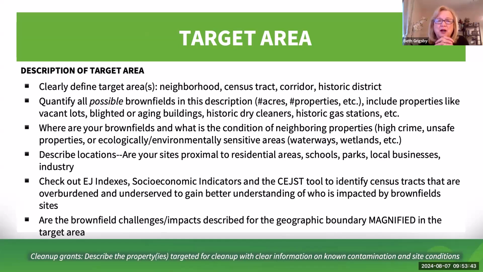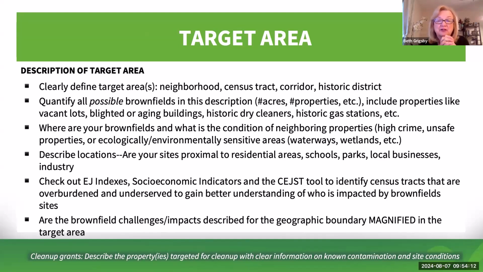You can include properties like the vacant lots, the blighted or aging buildings. Where are the brownfields with respect to the neighboring properties? What's going on in that area? Do you see a lot of high crime, unsafe property? Or do you have sites that are adjacent to environmentally sensitive areas? Describe your locations, where they're proximal to, then check out your EJ indexes, your CGES tool.